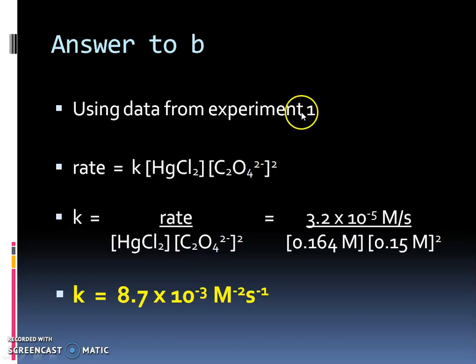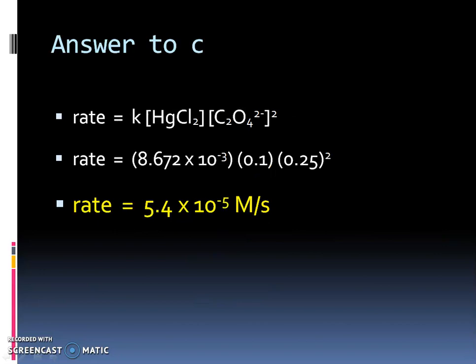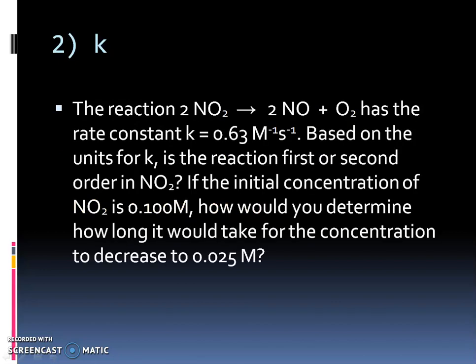Now, I used experiment 1 because most of the time you just use the first one, but if you chose the other experiments, you should get the same or very similar answer. And notice your units. Notice your units. Since the overall is the third order of reaction, you need 3 units here. So molarity^-2, s^-1. Letter C. And your rate unit is always molarity per second. And K, that rate constant.